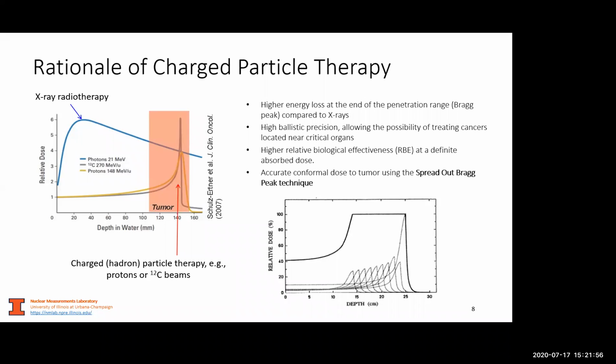can damage healthy tissue. And finally, the higher relative biological effectiveness of protons and charged particles compared to X-rays, and we will get in the details of the RBE in a couple of slides, has the potential of enhancing the cell killing process.